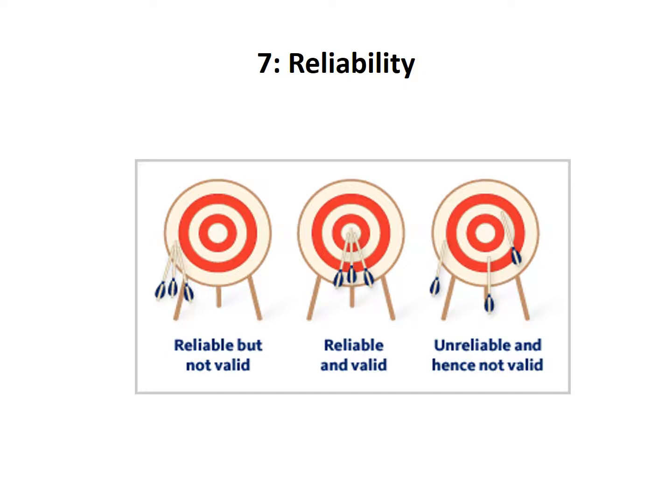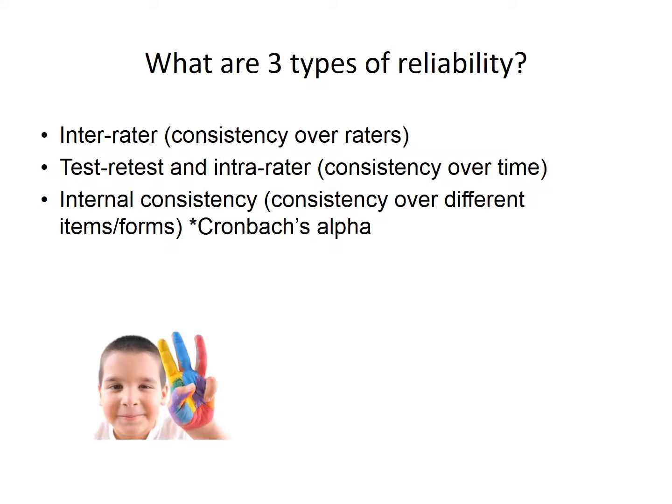Takeaway number 7 is the concept of reliability. As you will remember, there are 3 main types of reliability: inter-rater reliability, test-retest, and internal consistency.